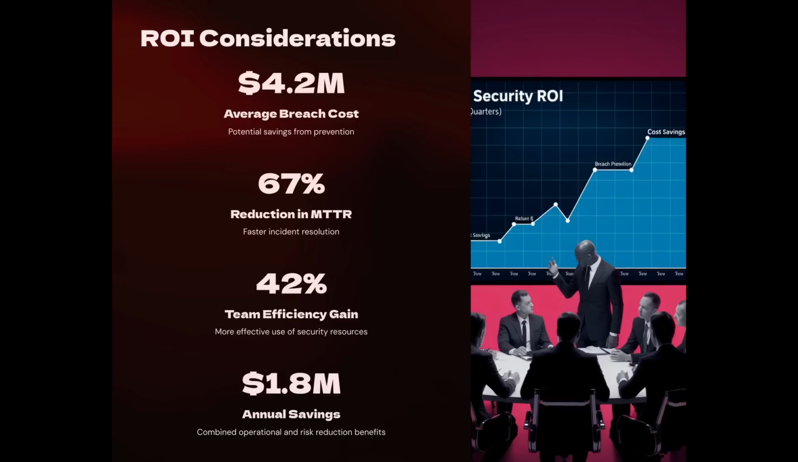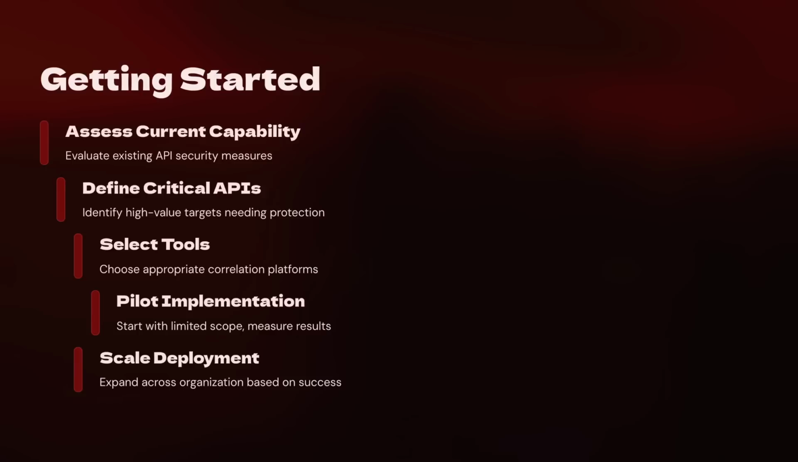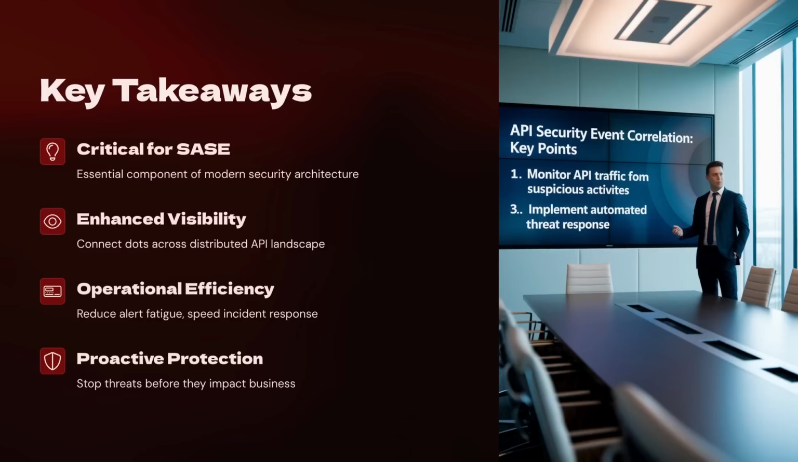As API-driven architectures have become increasingly prevalent, the ability to perform real-time event correlation across diverse API endpoints is crucial for maintaining robust security in SASE implementations. This capability enables organizations to detect and mitigate sophisticated attacks that may exploit multiple vulnerabilities across different parts of the network infrastructure.